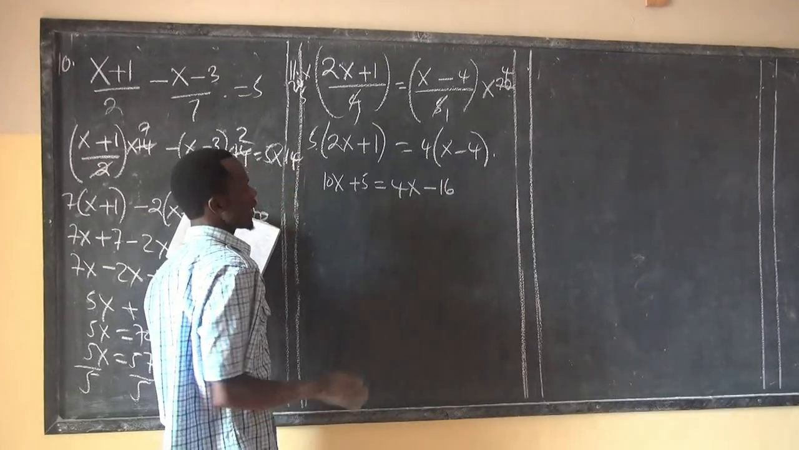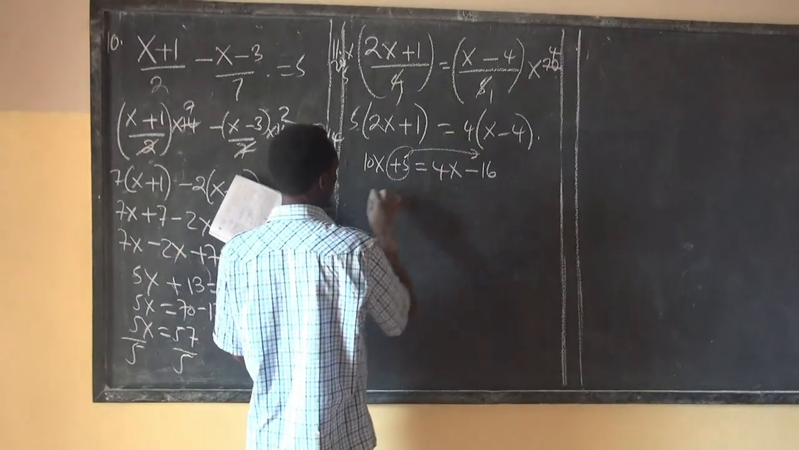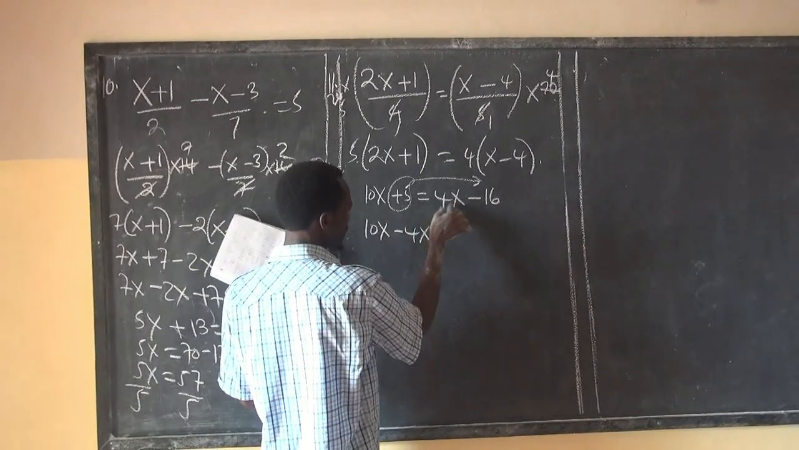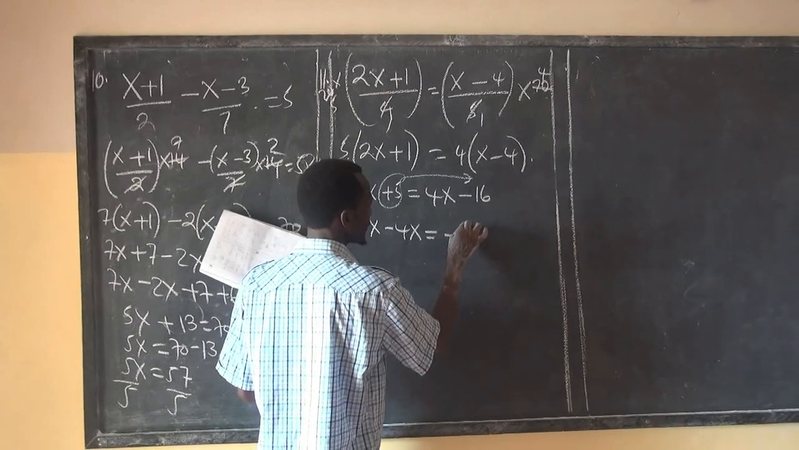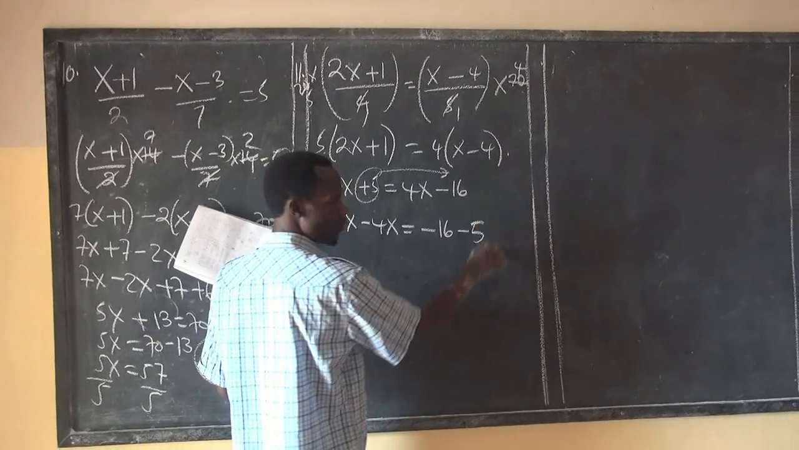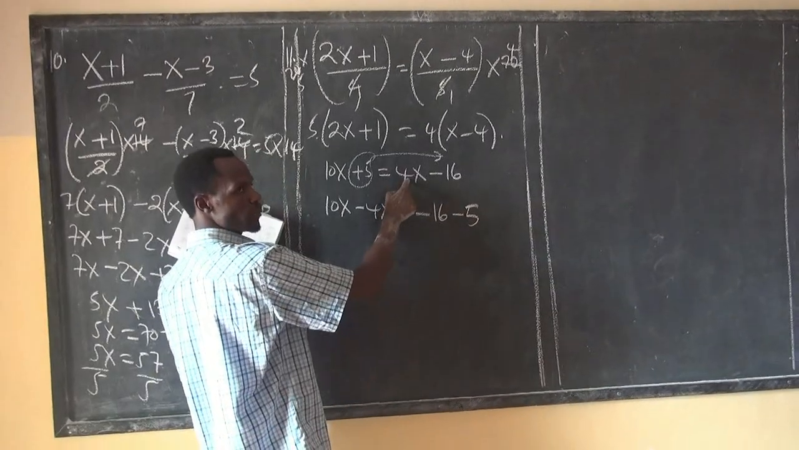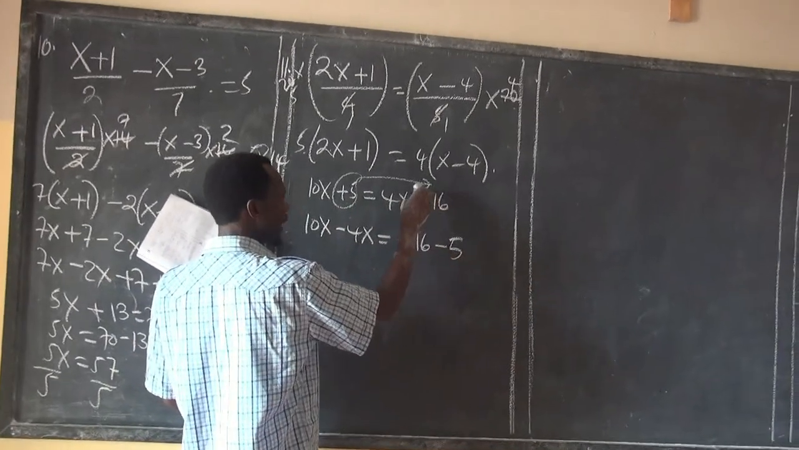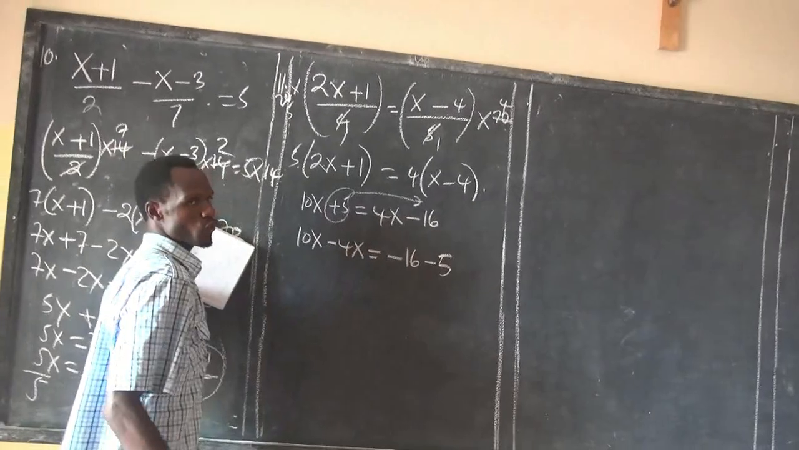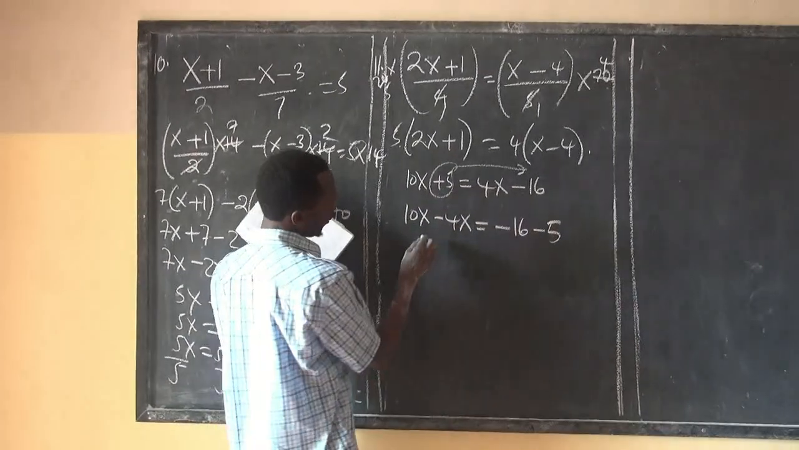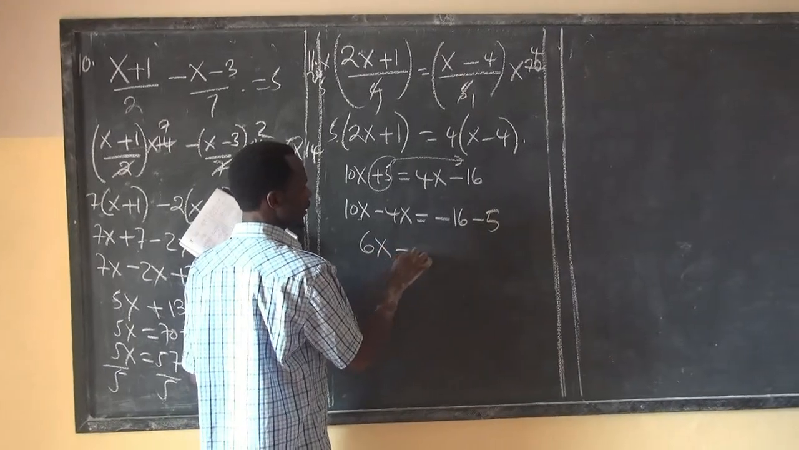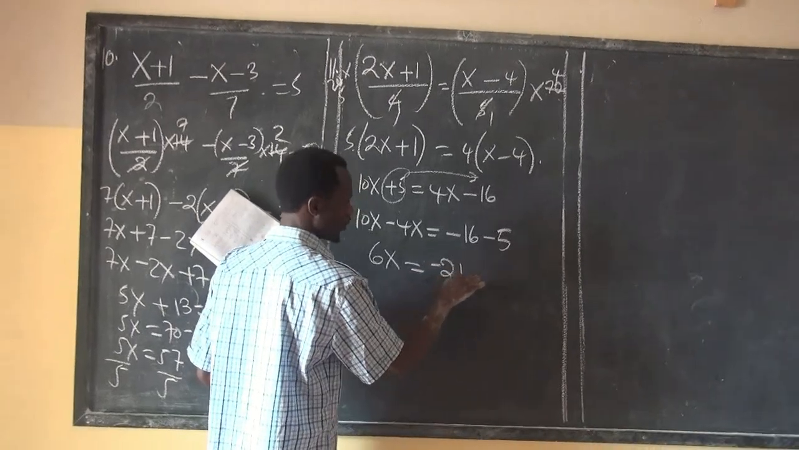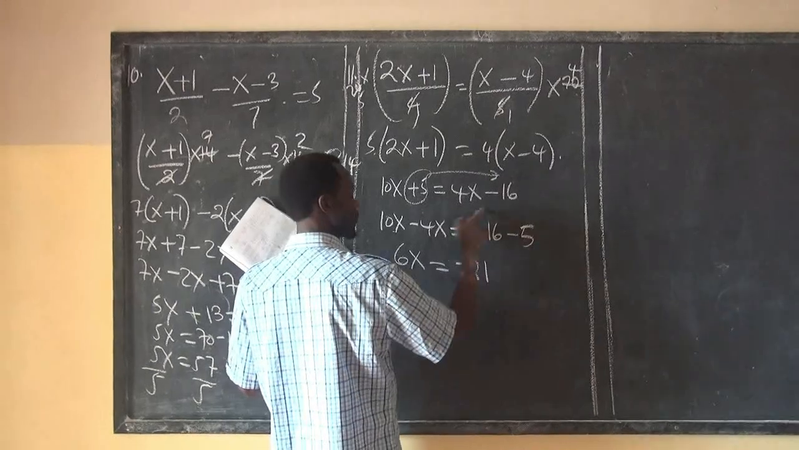Then open the bracket. Now this is 10x plus 5 is equal to 4x minus 16. If that's the case now, you take this to the other side. Now you have 10x minus 4x. This is taken to the other side, then is equal to negative 16, negative 5. Why? This was positive, becomes negative. But negative 16 is still there, because we have not taken it to the other side. Now, here you have 6x is equal to negative 16, negative 5. You get negative 21. Because all these are negatives.